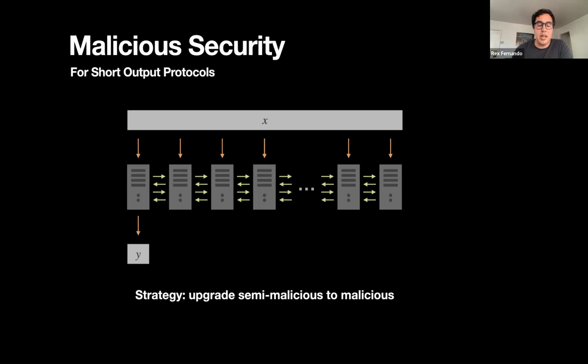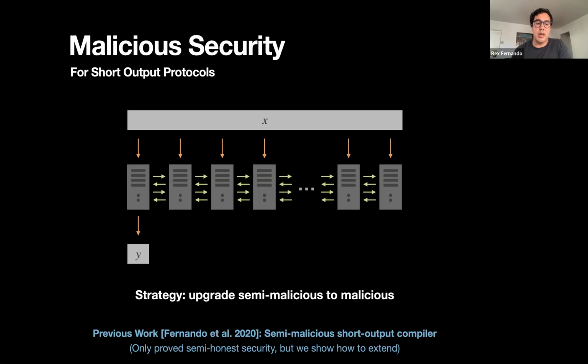So our high-level strategy is the same as many other works. We're going to take a semi-malicious protocol and use some techniques to upgrade it to malicious security. And it turns out that if we restrict ourselves to this small output case, the previous work contains a short output compiler that works for all but one corruptions, and it's pretty easy to show that this actually provides semi-malicious security in this setting.